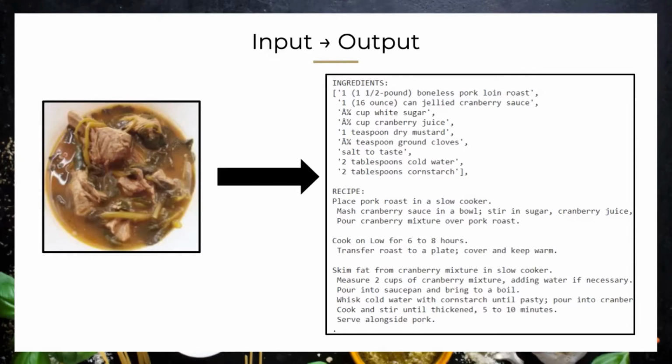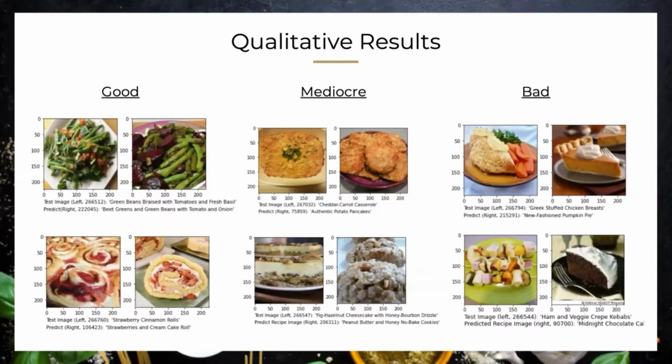So here are some of our qualitative results. As you can see, every left image is the test image and every right image is the recommended recipe image. We have a decent number of good qualitative results for certain food categories. However, since our test data was out of distribution, a lot of our images were mainly between mediocre and bad.